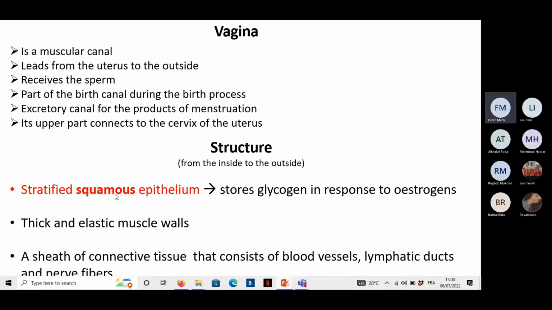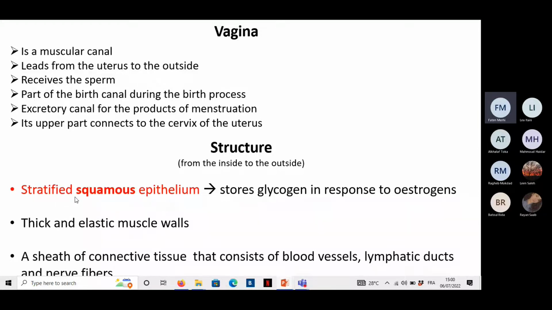So now this is the inner part. The inner layer of it is composed also of three layers. The inner layer is a stratified squamous epithelium. And this epithelium, as you can see, is squamous and it is not pseudostratified. So it is a stratified squamous. We don't have columnar cells here. We have squamous cells, and it is a stratified epithelium.